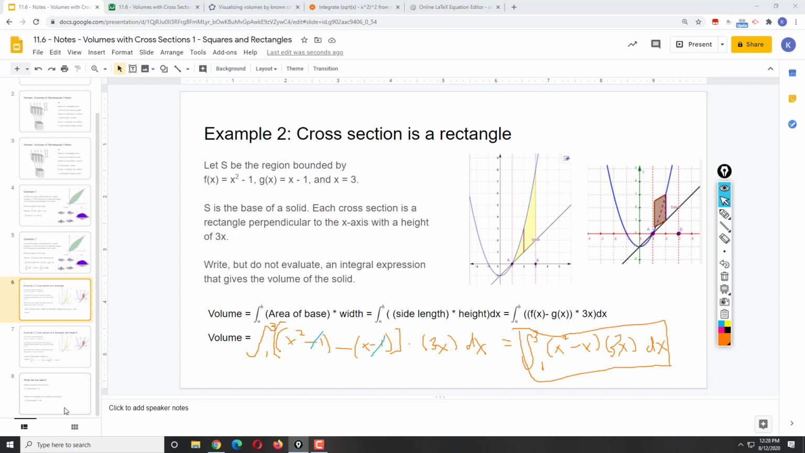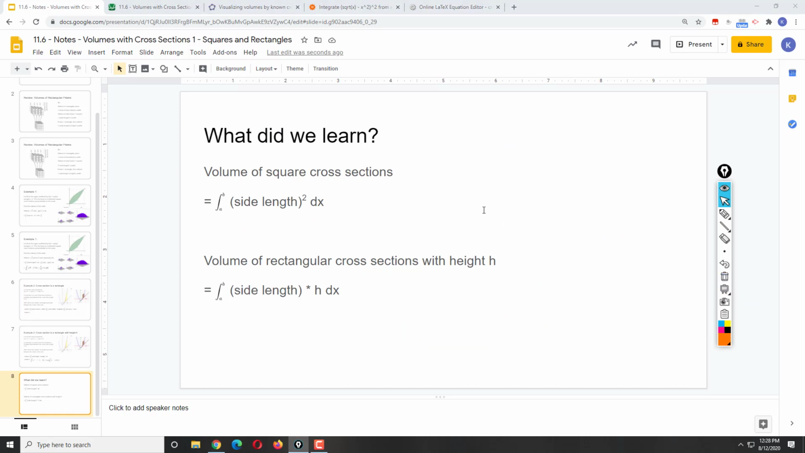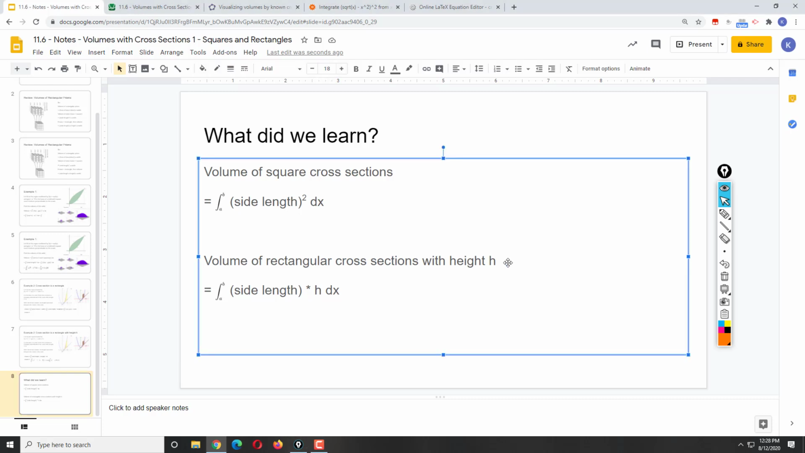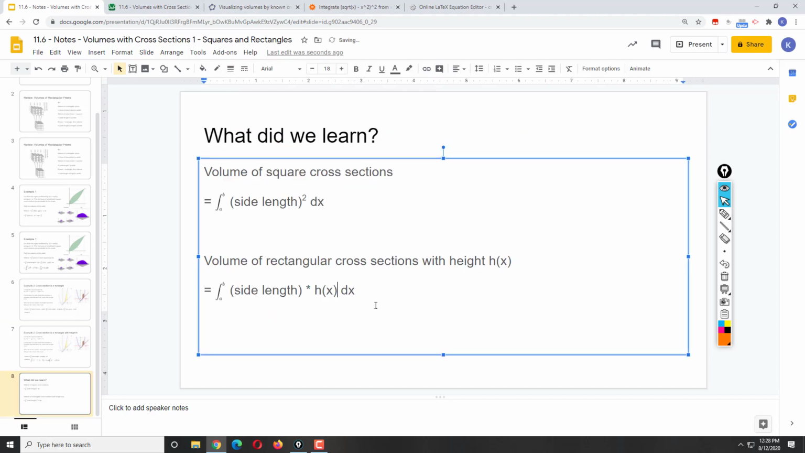All right. So what did we learn? We learned that the volume of square cross sections is just the side length squared times our width, which is dx, as we integrate from a to b. The volume of rectangular cross sections with height h of x, the height can be any function, it doesn't have to be a constant, is going to be the integral from a to b of side length times our height, h of x, times our width, dx.